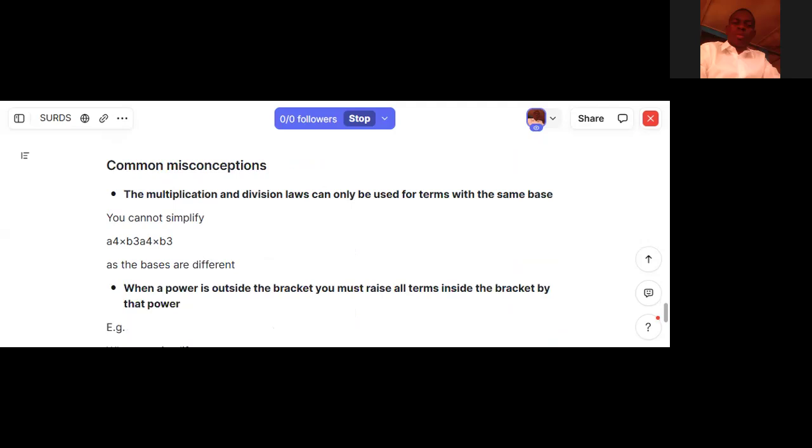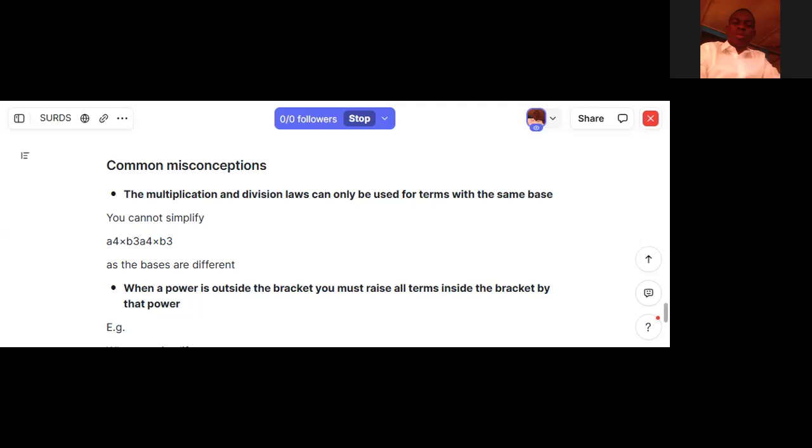Now, common misconceptions, common errors. The multiplication and division laws can only be used for terms with the same base. You cannot simplify a raised to the power 4 times b raised to the power 3. You cannot simplify that. That's the best you can go.